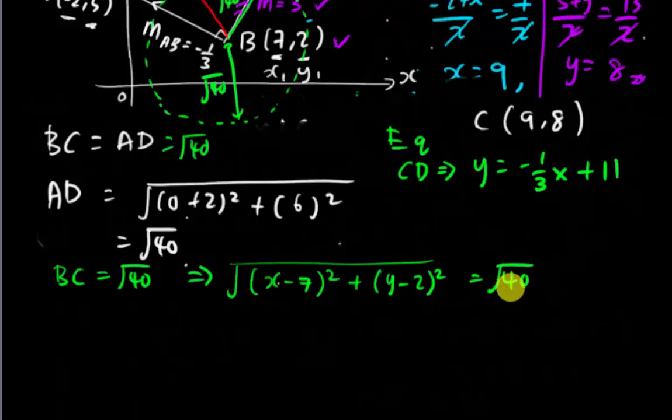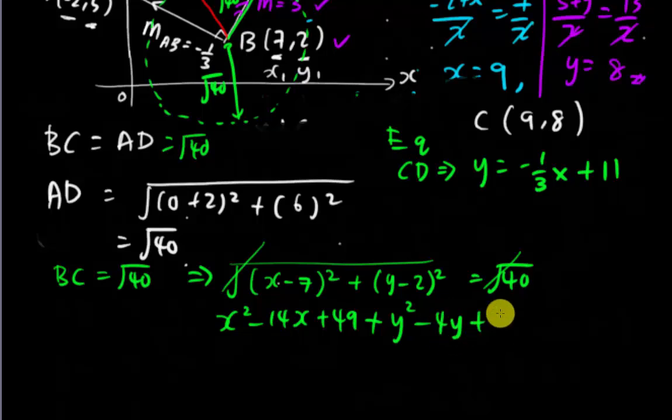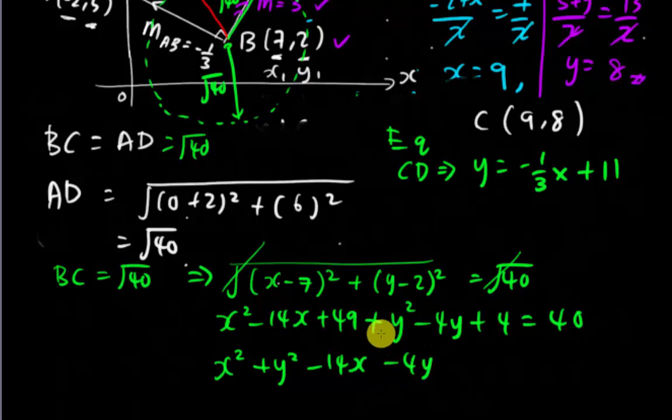Obviously the square root and the square can cancel out. Then you expand this one: x squared minus 14x plus 49 plus y squared minus 4y plus 4 equals 40. Then you solve this equation. This is x squared plus y squared minus 14x minus 4y, and then 49 plus 4 minus 40 gives plus 13, equals 0. I'm going to call this equation 3, and this is equation 4 maybe.